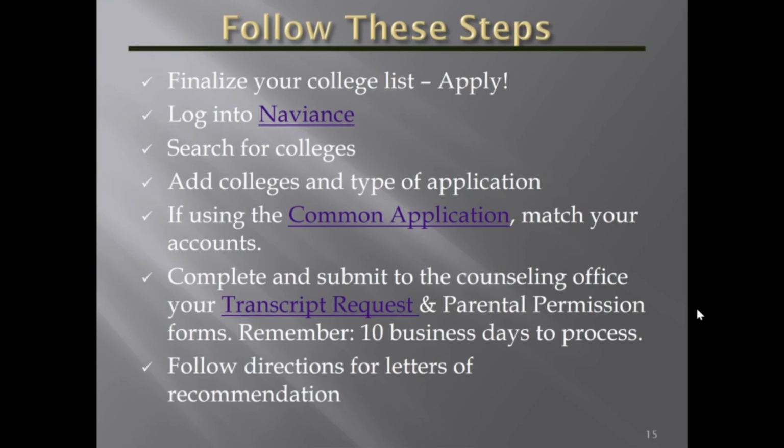In conclusion, finalize your college list, complete your applications, log into your Naviance account, search for those colleges, and add them to colleges I'm applying to. Make sure you add not just the college, but the type of application you used. If using the Common App, make sure that you match your Naviance account with the Common App. Complete and submit to the school counseling office your transcript requests and the parental permission forms. It takes our office 10 business days to process. Follow all directions for letters of recommendation, especially those given to you by your teachers.